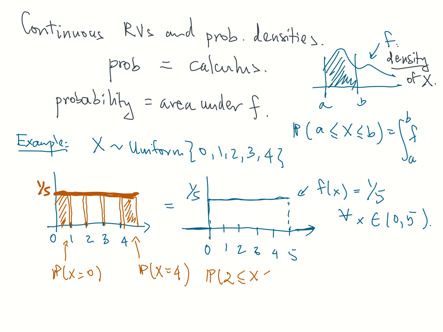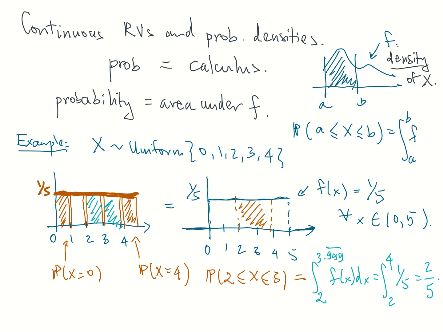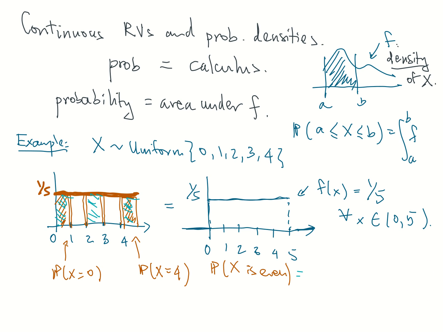Probability of 2 less than or equal to x less than or equal to 3 is the area under this curve from 2 to 3.99999. Probability of x is even can also be expressed as an integral, and this is 3 over 5. Here, I could think of x as truly being continuous on the interval 0 to 5, but I'm just rounding down this continuous x to the first digit, and therefore I obtain a discrete uniform of values 0, 1, 2, 3, 4.